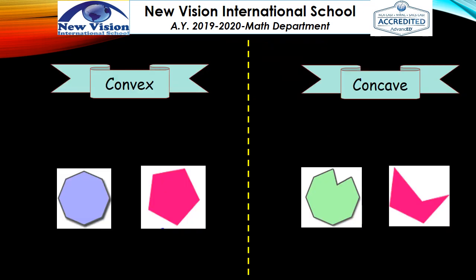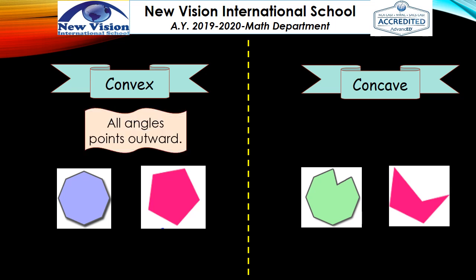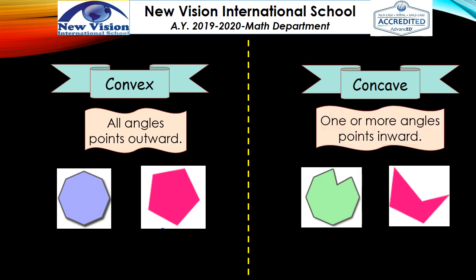Now, we have other words. We have the convex and the concave. So we have convex polygons and concave polygons. What are convex? Convex polygons have all angles pointing outward. As you can see, in these shapes the points are in an outward direction, while concave polygons have one or more angles pointing inward. It's very easy to identify.